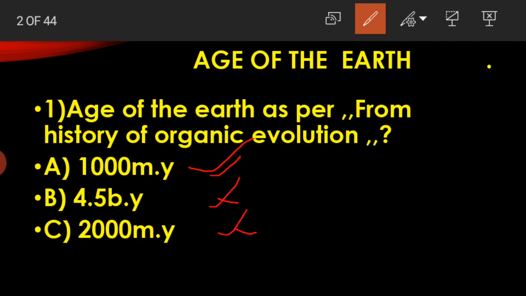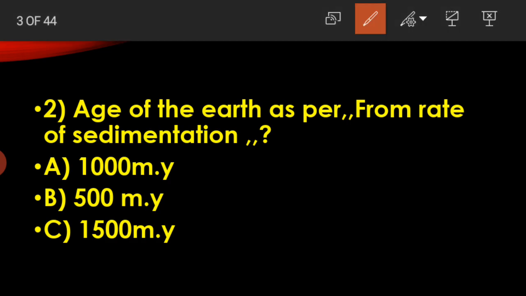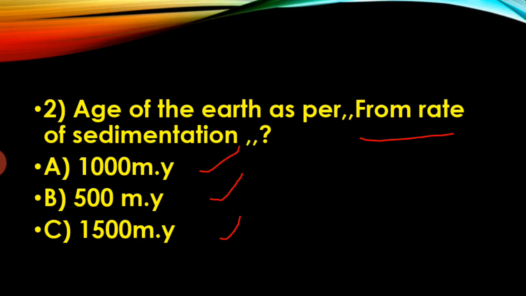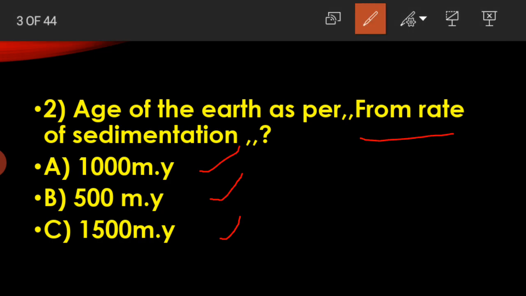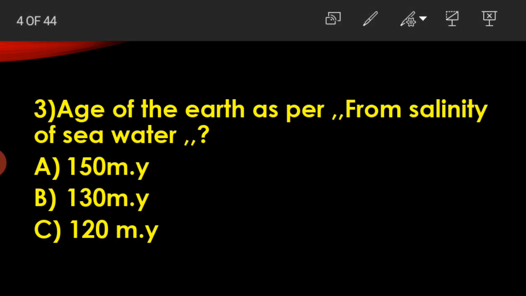Okay, next, age of the earth as per from rate of sedimentation. Age of the earth is option A 1000 million years, option B 500 million years, option C 1500 million years. Here the correct answer is 500 million years. From rate of sedimentation, age of the earth is 500 million years. Okay, remember, age of the earth as per from salinity of seawater.